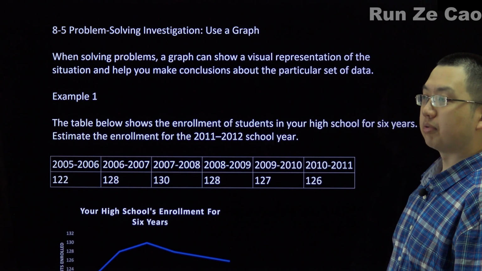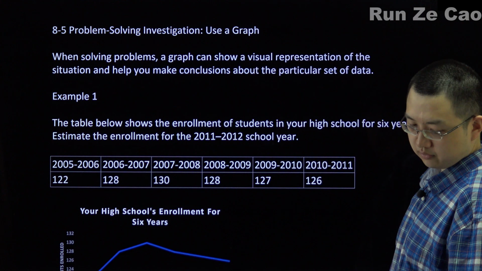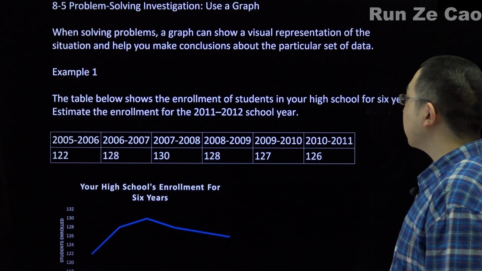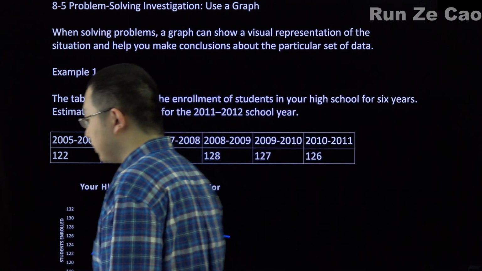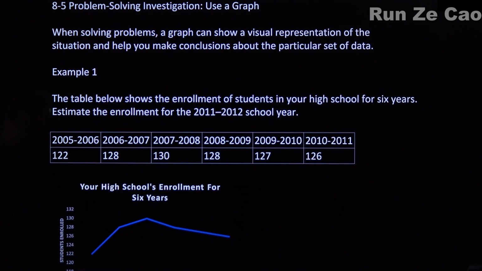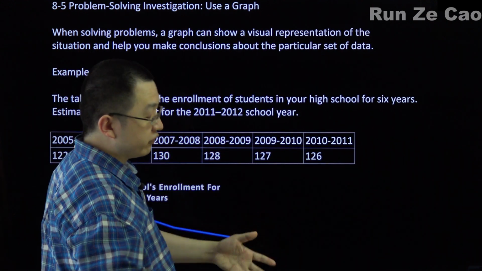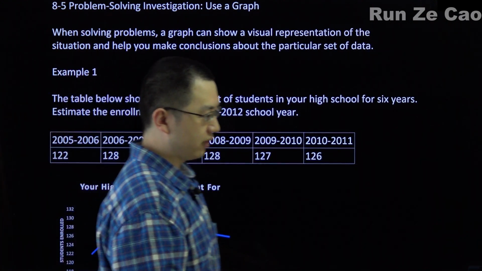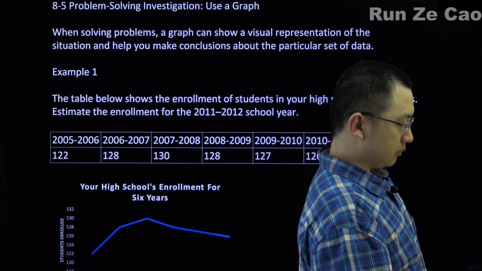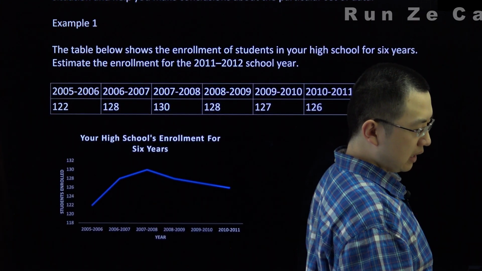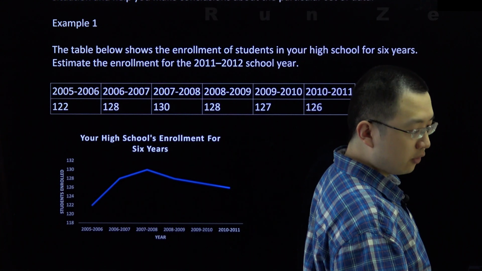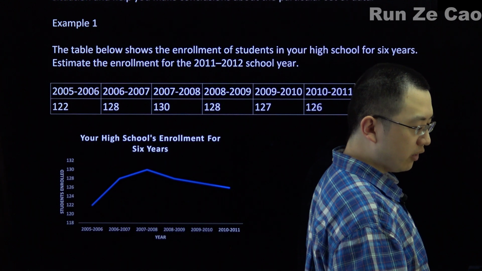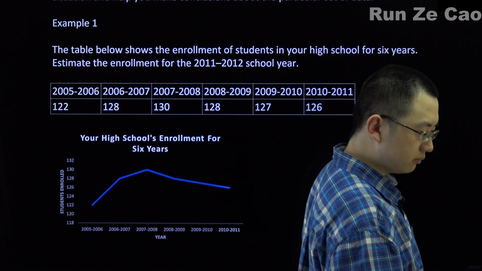The obligatory problem-solving section, typical of North American math textbooks. When you're solving problems, a graph can show a visual representation of the situation and help you, well, visualize it, obviously, but help you make conclusions about the set of data. The table below shows the enrollment of students in your high school for 6 years. Estimate the enrollment for the 2011 to 2012 school year.